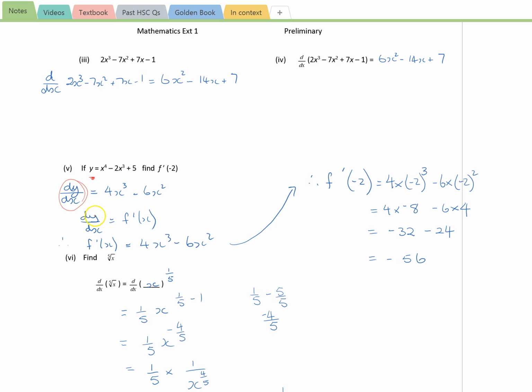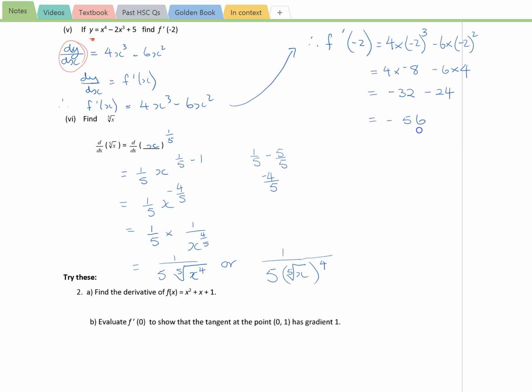But what do we know? We know dy dx is exactly the same thing as f dash x. These are exactly the same. They give expressions for the gradient of the tangent. So f dash of x then must also be this 4x cubed minus 6x squared, which allows me then to say f dash negative 2. Put a negative 2 in the spots for x, negative 2 in those spots. Just be careful, cubic of a negative is negative. We've got another negative here, and we get minus 56.